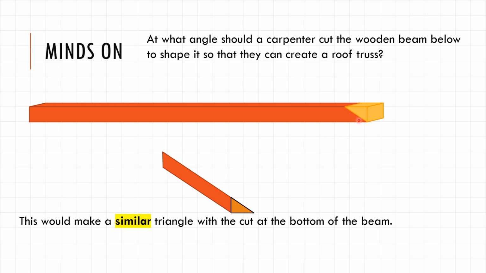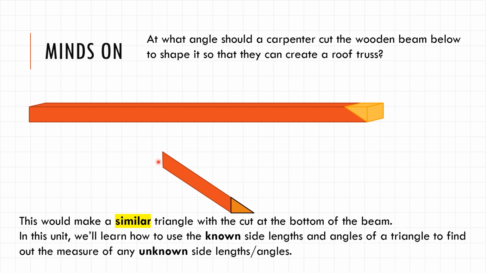So in this unit, we are going to learn how to take known side lengths and known angles of a triangle and use them to find the measure of any side lengths or angles that we do not know. For example, this one right here.